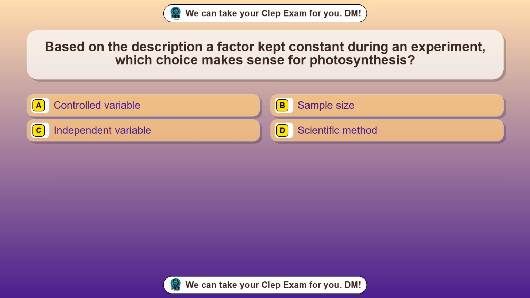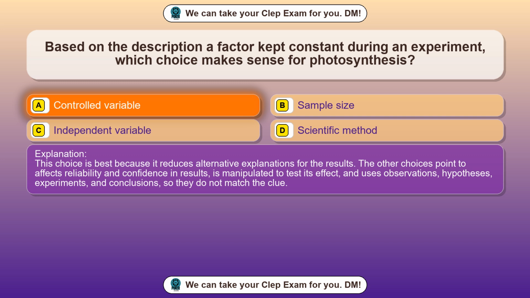Question 71. Based on the description a factor kept constant during an experiment, which choice makes sense for photosynthesis? Option A, controlled variable. Option B, sample size. Option C, independent variable. Option D, scientific method. The correct answer is option A, controlled variable.